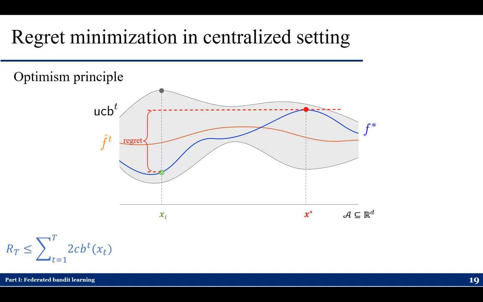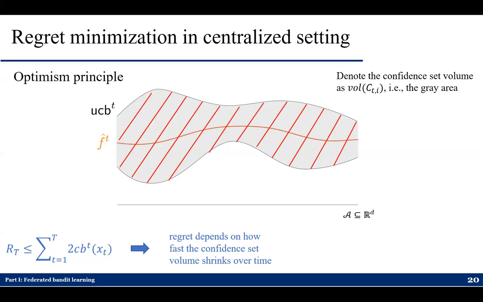So this is pretty much true of all those optimism-based reinforcement learning algorithms. Their regret is upper bounded in a similar way as this. So the cumulative regret is simply bounded by the summation of this confidence bound over time. What this tells us is the regret depends on how fast the volume of this whole confidence set shrinks over time. By volume, I simply mean the area of this gray region. If we make sure this gray region shrinks fast enough over time, then we can prove a desirable rate of the regret.